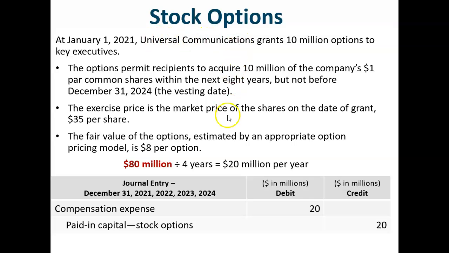The top of this slide simply restates the same facts that were given to you in the prior slide. And $80 million divided by 4 equals $20 million of compensation expense per year that will be recorded in this journal entry on December 31st, 2021, 22, 23, and 24. Debit compensation expense, $20 million. Credit paid-in capital, stock options, which is an equity account, $20 million.